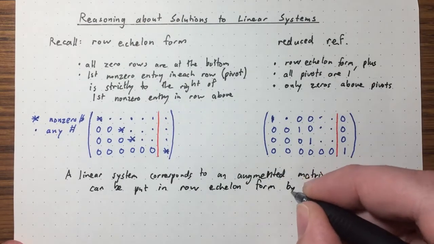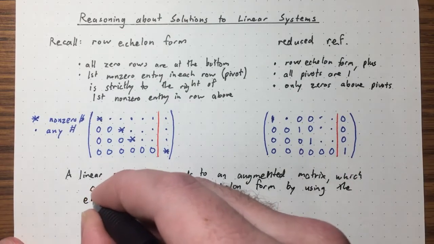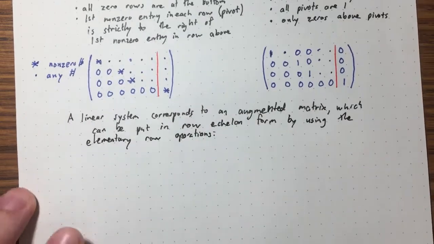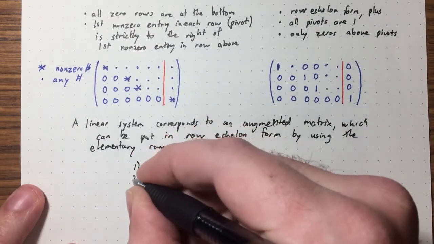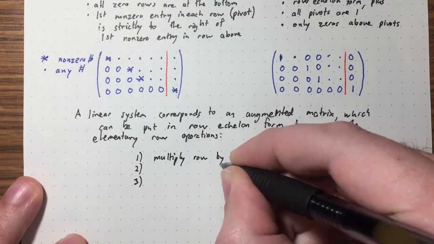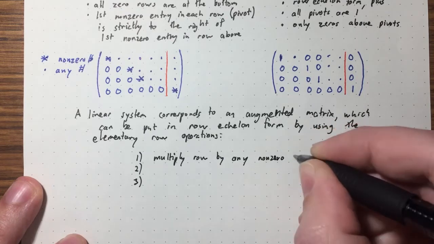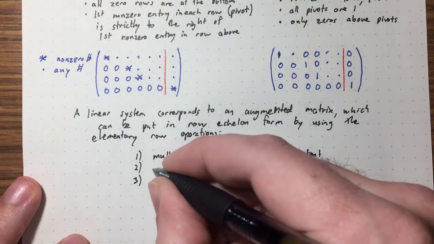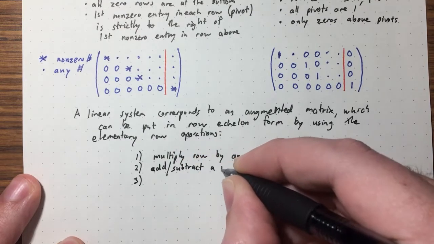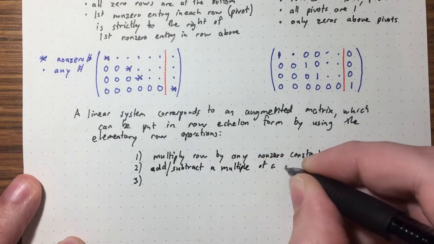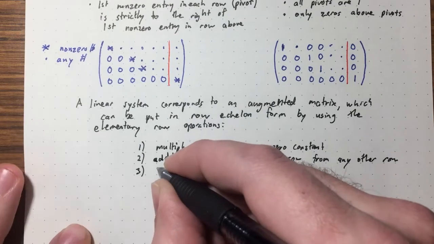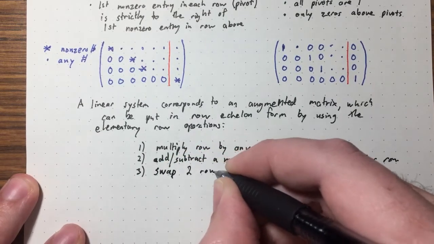How do we put it in row echelon form? Well, we use the elementary row operations. What are the elementary row operations? Let's just review that really quick. There are three of them. The first one is we can multiply a row by any non-zero constant. The second one is we can add or subtract a multiple of a row from any other row. And the third one, we can swap two rows. Don't forget about that third one, by the way.